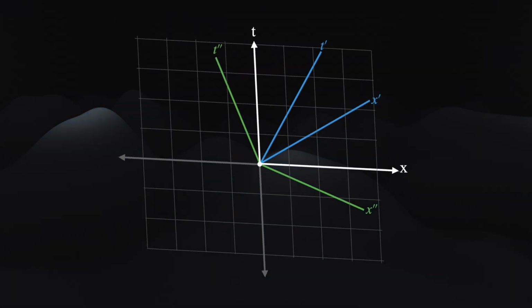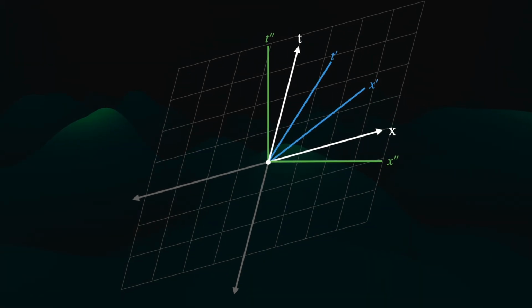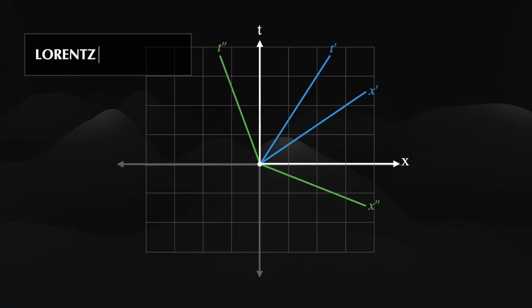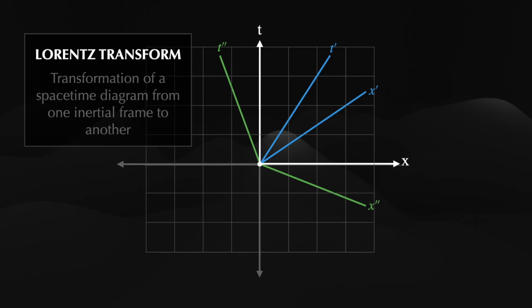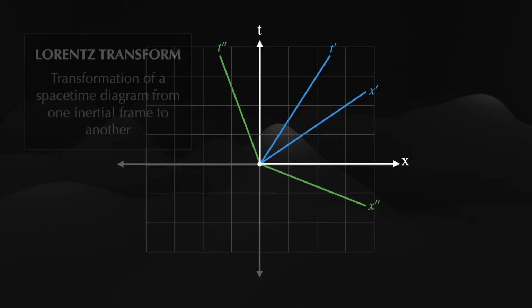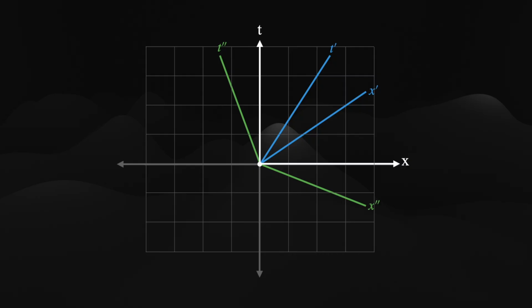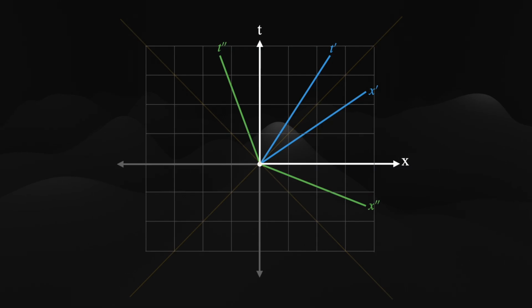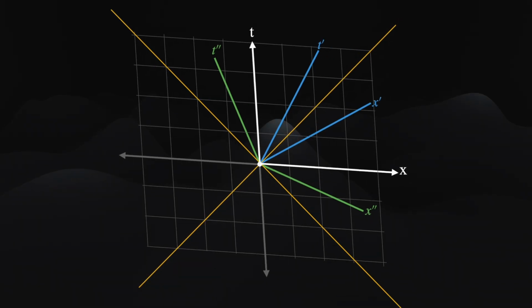As you can see right here, the stretching and compressing is known as a Lorentz transform, the transform that takes spacetime diagrams from one inertial frame to another. If you have taken linear algebra, you might recognize this as a change of basis. That is really what is happening whenever you are shifting from one point of view to another. Let's go ahead and add our light lines onto the diagram.